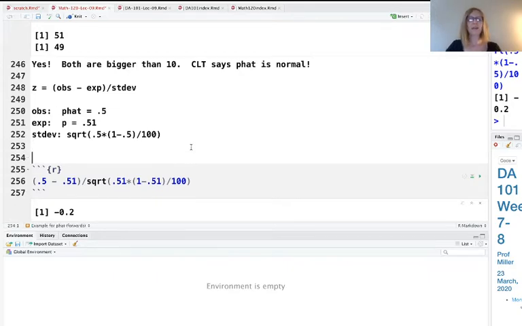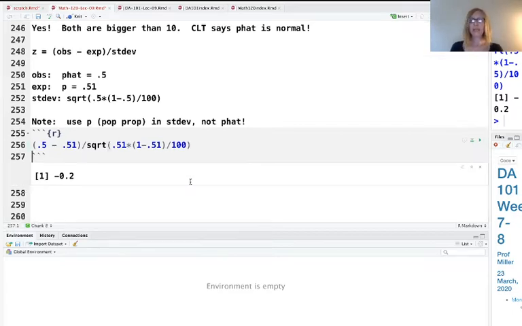Maybe since I made that mistake, I'll make a note. Use p, the population proportion, in the standard deviation, not p hat. It's an easy mistake to make, which is why I'm pointing that out. Let me run my code again. And I get, well, I guess it doesn't really change very much, 0.20004. Okay, cool, that's fine. We're still going to use z is equal to negative 0.20 because we have to round this off to 2 decimal places.